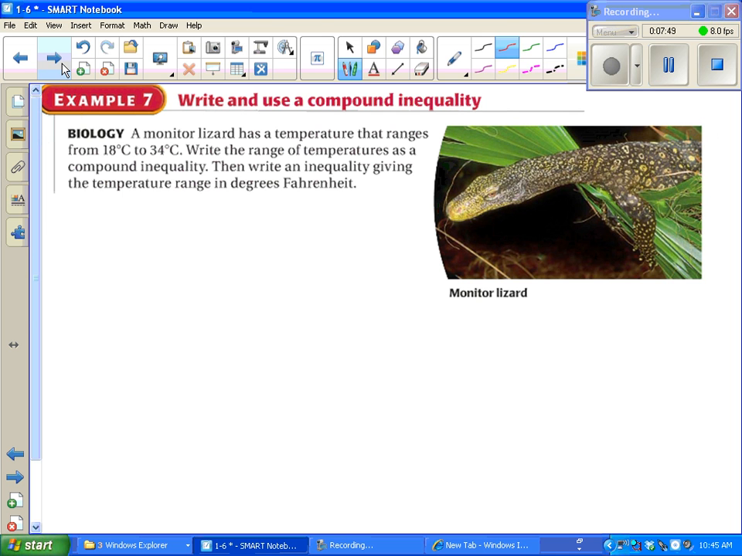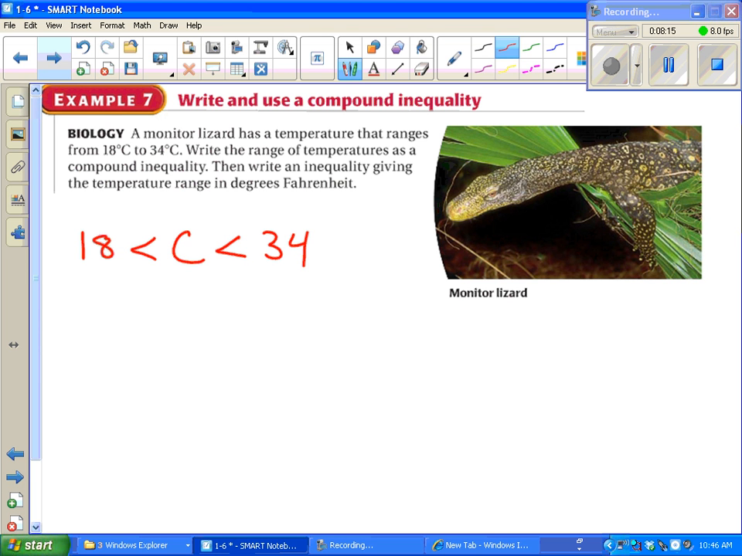Last example. A monitor lizard has a temperature that ranges from 18 to 34 degrees Celsius. So I might draw something like this. I know my temperature in Celsius is from 18 to 34 degrees. It says write the range of temperatures as a compound inequality. That's actually what I just did. A compound inequality is where you have more than one inequality symbol.